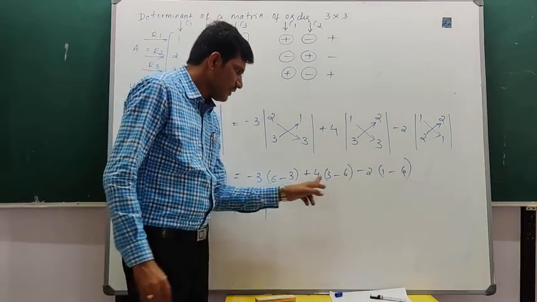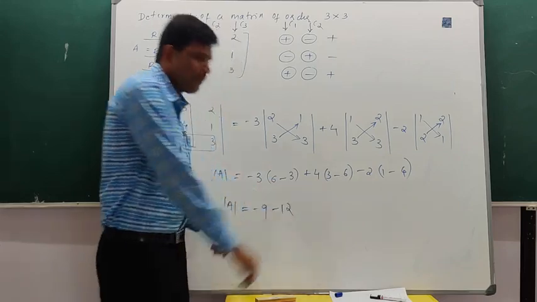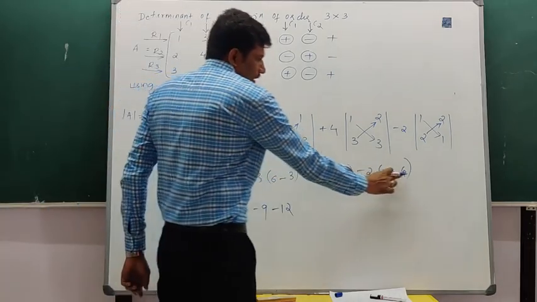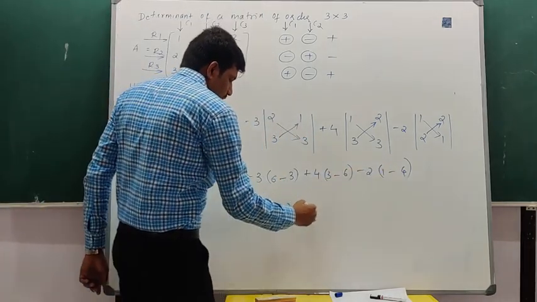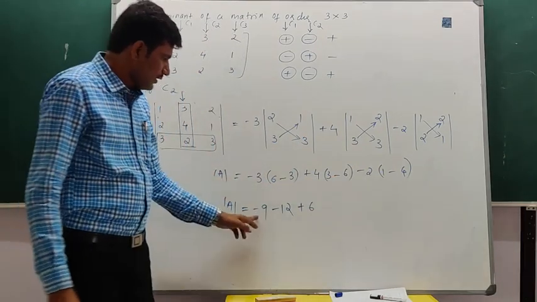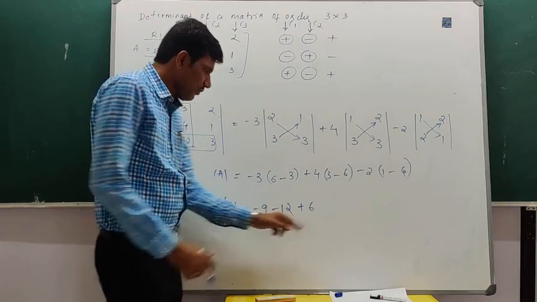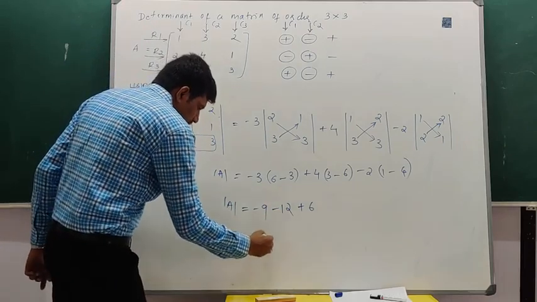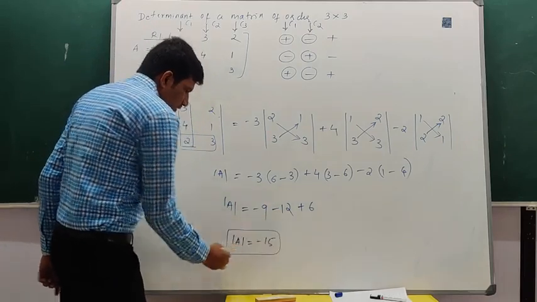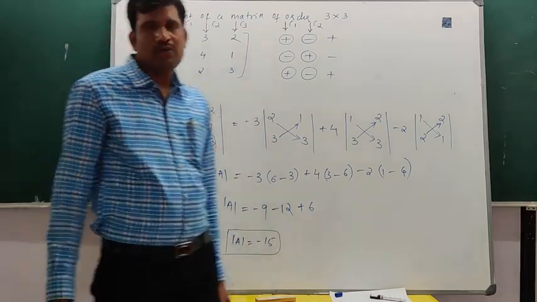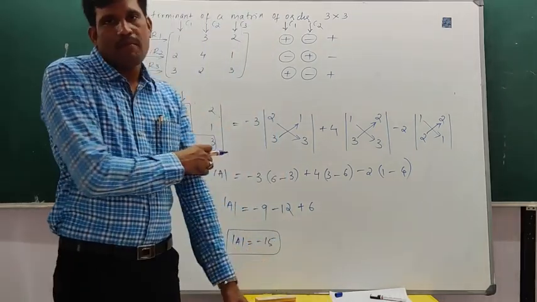3 minus 6 minus 3 into plus 4, minus 12. Right. So 1 minus 4 minus 3, minus 3 into minus 2, plus 6. Minus 9 minus 12, so that is minus 21. Minus 21 plus 6, that is minus 2. So by using C2, by using second column also, we are getting minus 15.